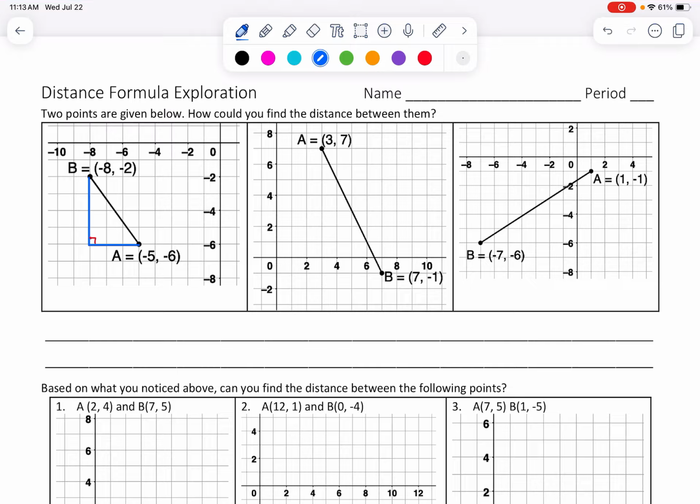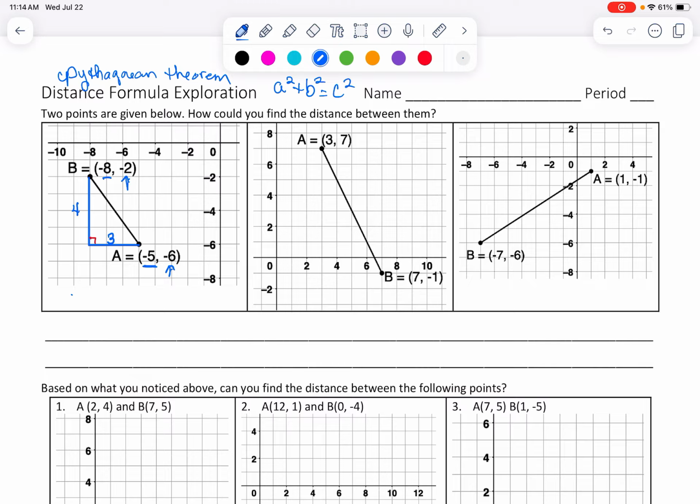So horizontally, between the -5 and the -8 is 3 units. And vertically, between the -2 and the -6 is 4 units. And once we have a right triangle, we know something called the Pythagorean Theorem, which says a leg squared and a leg squared added together is the same as the hypotenuse squared. A squared plus b squared is c squared.